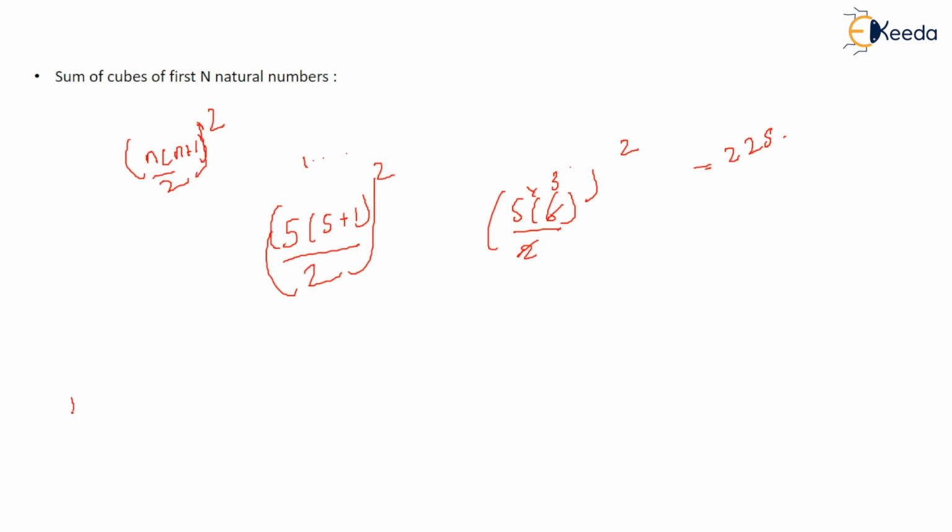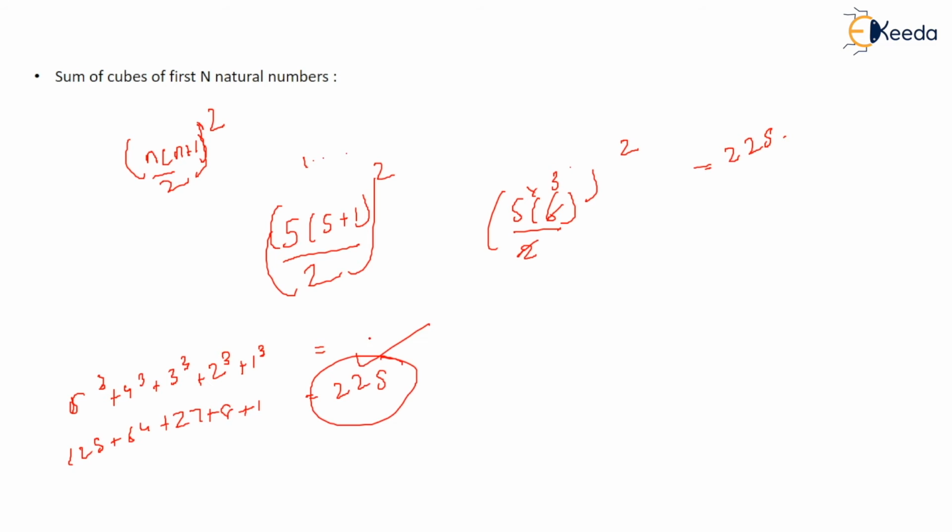And if you add 5 cube plus 4 cube plus 3 cube plus 2 cube plus 1 cube, it also comes out to be 125 plus 64 plus 27 plus 8 plus 1, which is 225. So this matches with what we are doing with the formula. So look how magical things can happen if you know the maths, right?